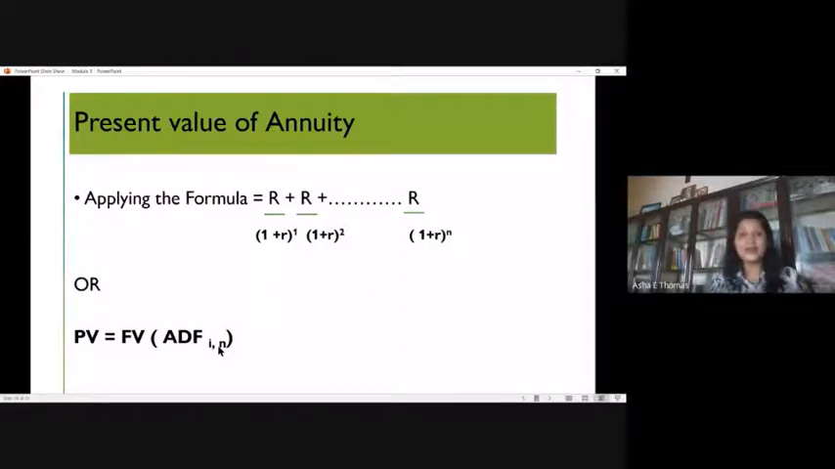Then the second one is uneven cash inflows that happen in different periods. Maybe I'm going to get 3,000 after 1 year, 4,000 after the second year, 5,000 after the third year, like this. These are called uneven cash inflows. There also I have 2 ways of doing it. One is taking the discount factor from the present value table, or manually using the elaborate formula, that is 1 by (1 plus r) raised to n.